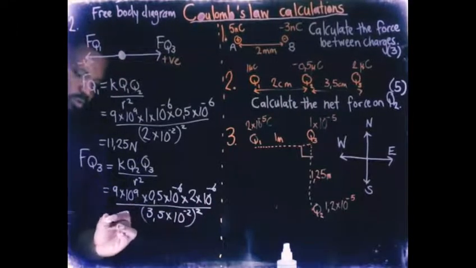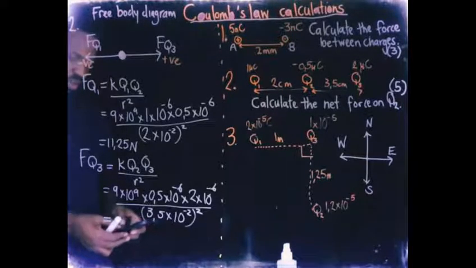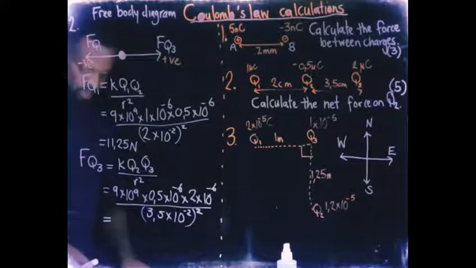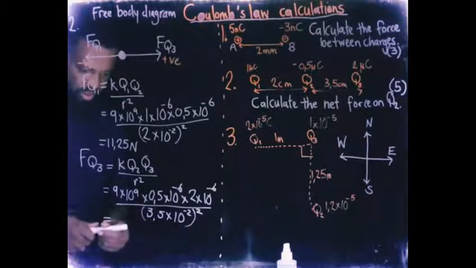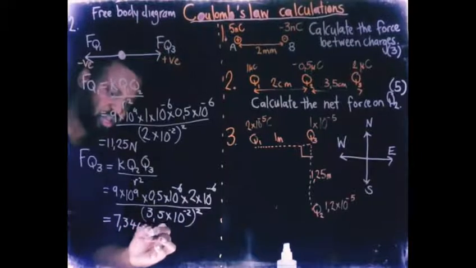Now, I should get a force. So what am I going to do? Division sign again. 9 exponent 9 times 0.5 exponent minus 6 times 2 exponent minus 6. All of that over 3.5 times 10 to the power of minus 2, squared. I'm getting 7.3469, 7.3469 newtons.